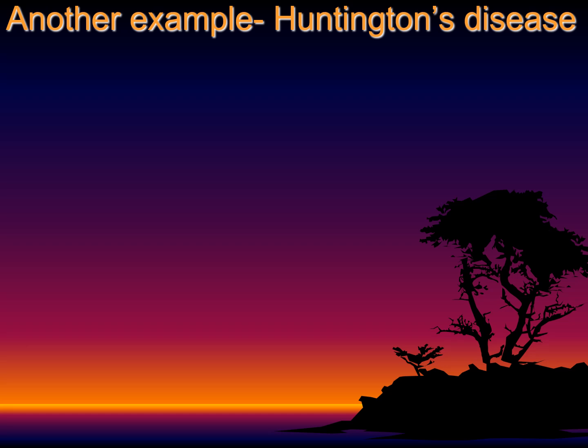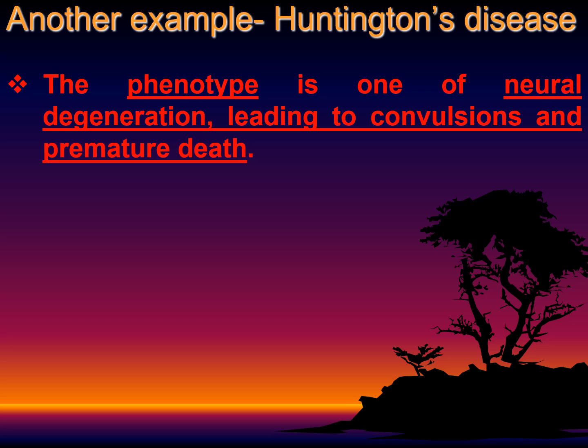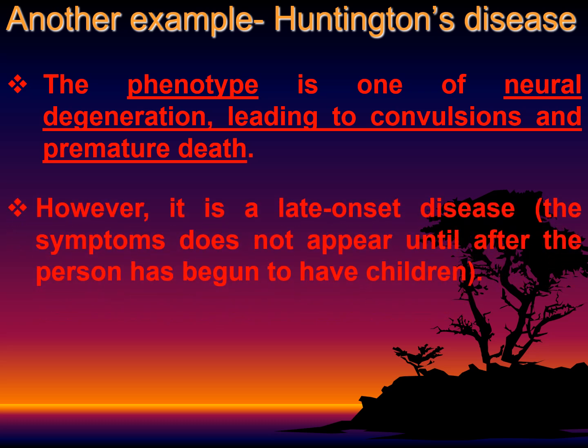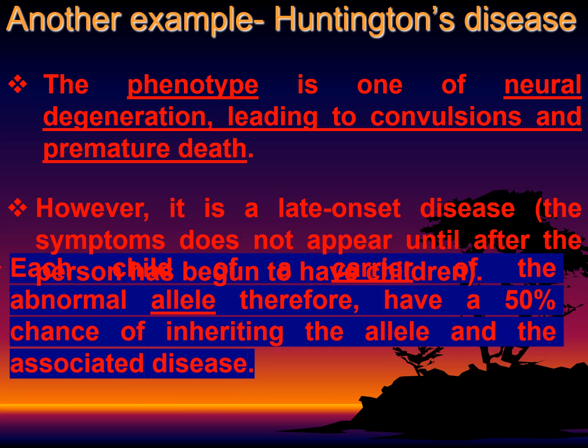Another example of an autosomal dominant disorder is Huntington's disease. Huntington's disease is characterized by neural degeneration, leading to convulsions and premature deaths in animals. The key thing about Huntington's disease is that it's a late onset disease, meaning that the symptoms most likely will not appear very early in the life of the person or the animal, until after the person has begun to have children. That is when we will see the disease appearing in the progeny.